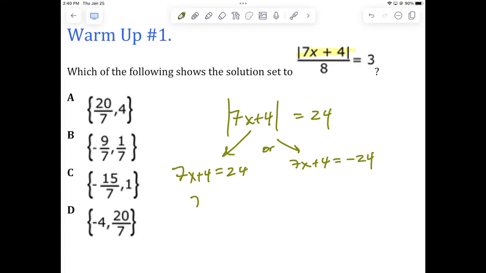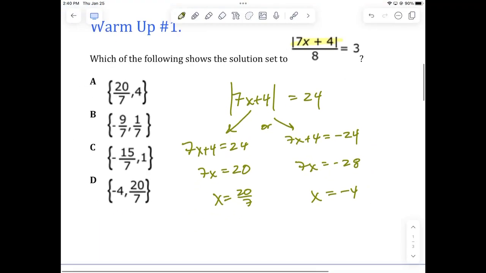And then I solve these independently. I would subtract 4 from both sides in each case. And in one case, I get 20, which gives me x equals 20 over 7. And then over here, I subtract 4 and I get negative 28. And when I divide through by 7, I get negative 4. And I carefully find the right answer, which is in roster notation. And I notice that it's answer choice D, as in D right answer. There it is.